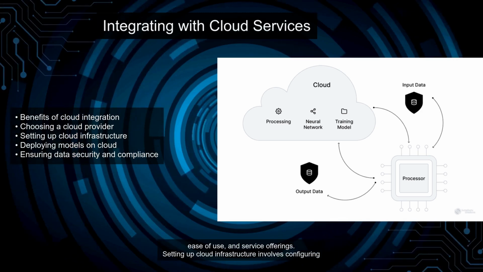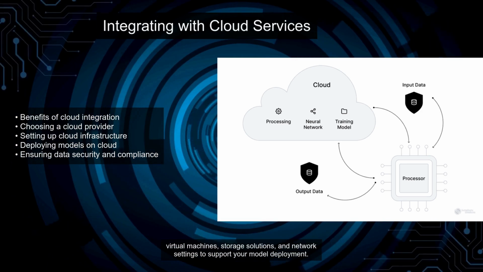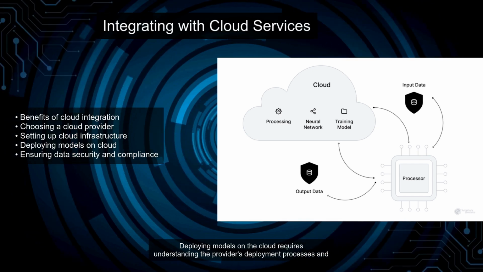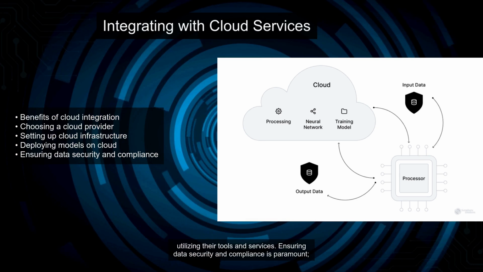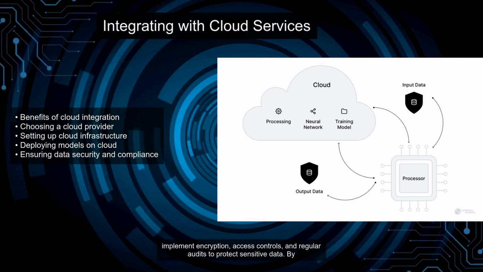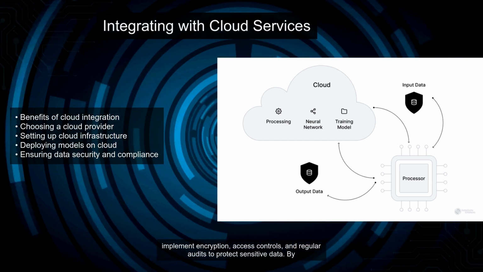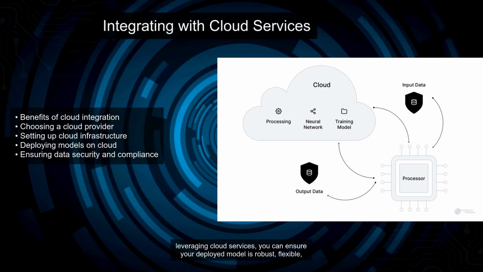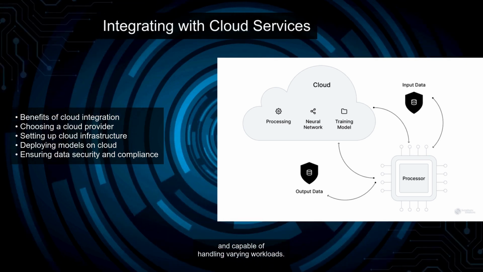Setting up cloud infrastructure involves configuring virtual machines, storage solutions, and network settings to support your model deployment. Deploying models on the cloud requires understanding the provider's deployment processes and utilizing their tools and services. Ensuring data security and compliance is paramount. Implement encryption, access controls, and regular audits to protect sensitive data. By leveraging cloud services, you can ensure your deployed model is robust, flexible, and capable of handling varying workloads.